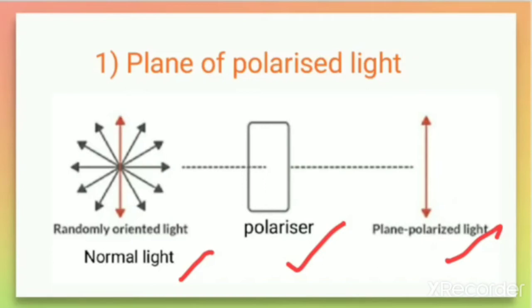Here the nickel prism, which acts as a polarizer, is a special type of prism made of crystalline calcium carbonate, which makes the normal light into plane of polarized light. So when you check the structures here, in the normal light you can find electromagnetic waves vibrating in all the planes in the space, but in the case of plane of polarized light all the vibrations are cut off except one is left. This is called plane of polarized light.